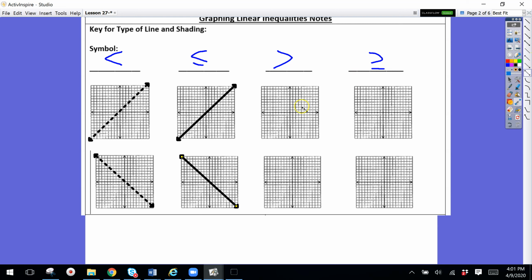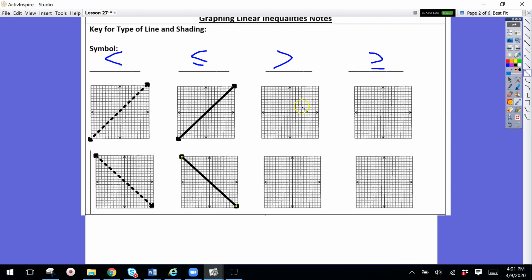If you have the equal sign, then you're going to be a solid line. So in this case, we have to graph y is greater than 2/3 x plus 2. So the first thing we have to do is graph our boundary line, which is y equals 2/3 x plus 2. If we were graphing that line, the first thing we would do is graph the y-intercept, because that is a point.